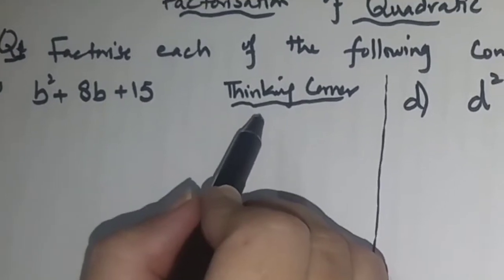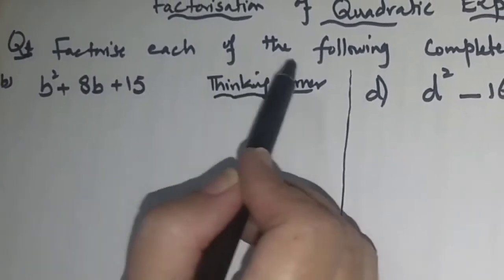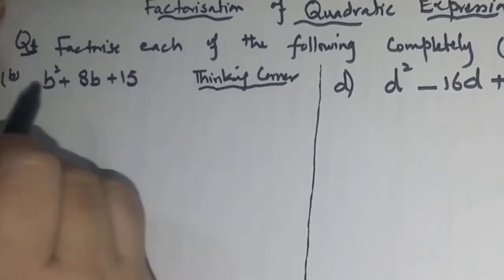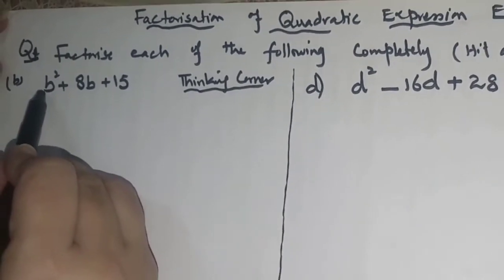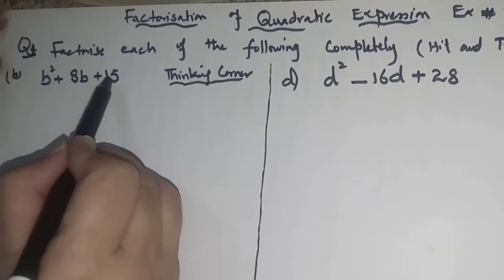Coming to question 1, it says, factorize each of the following completely. Let's move to the question. The first question is b square plus 8b plus 15.